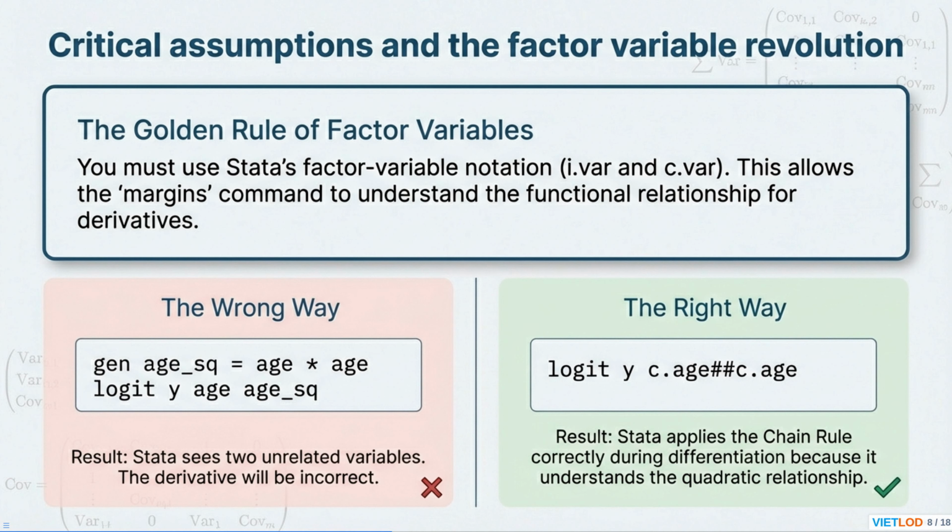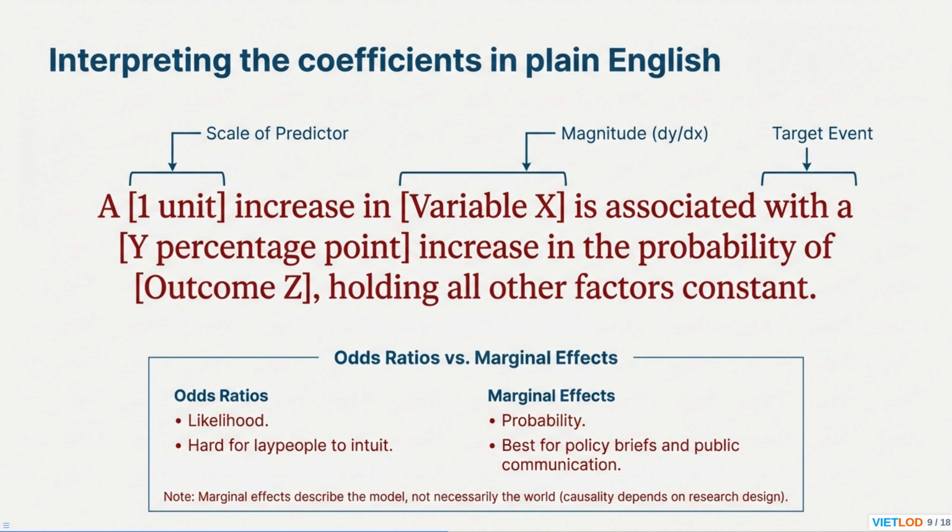In contrast, if you manually generate a squared term, such as gen age_squared = age * age, Stata treats age and age squared as two entirely distinct and unrelated variables. Consequently, any derivatives it attempts to calculate for marginal effects will be incorrect, as it won't recognize the underlying quadratic relationship. Adhering to this rule is fundamental for accurate marginal analysis.